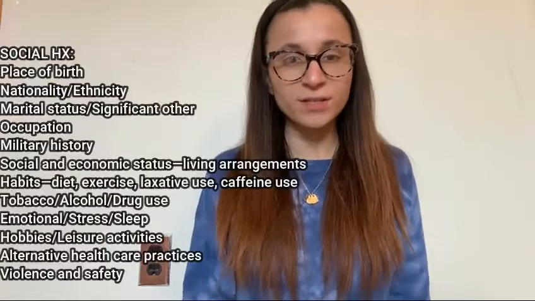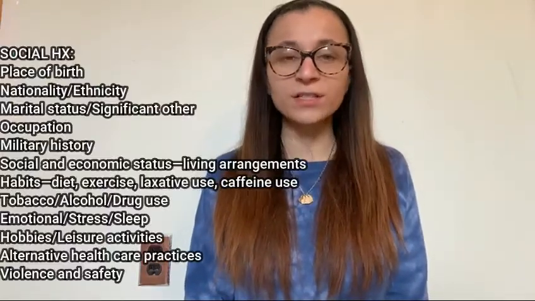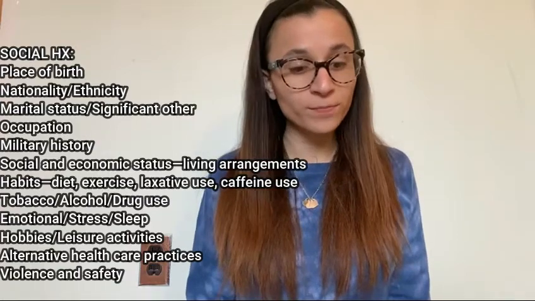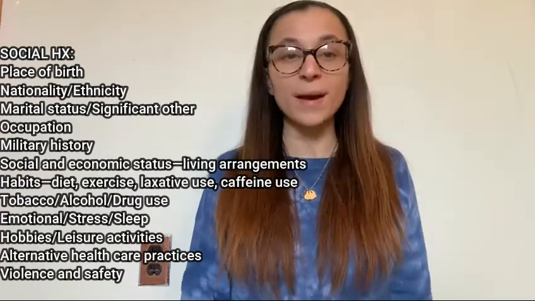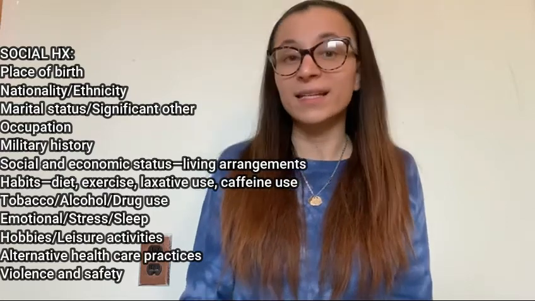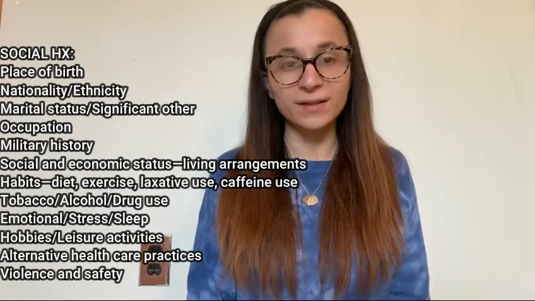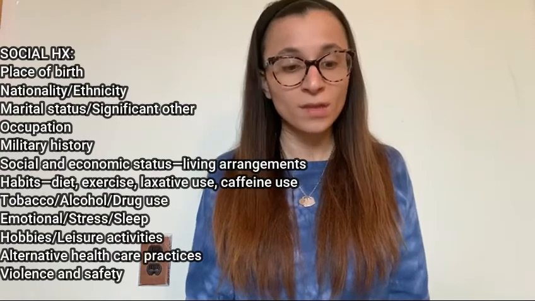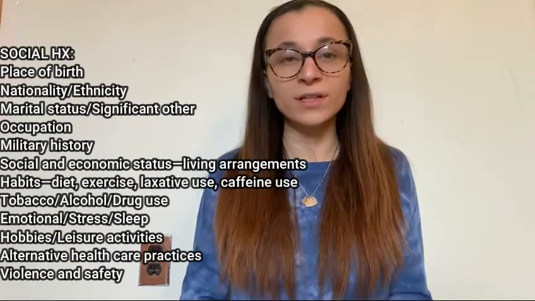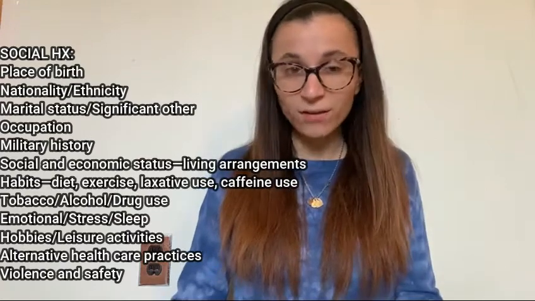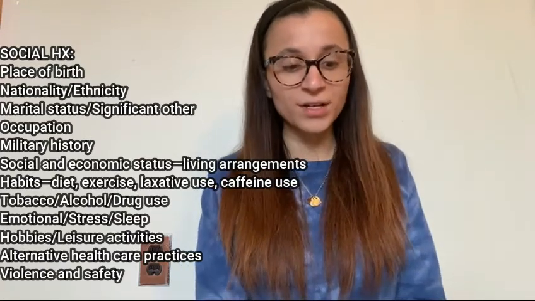Then you go on to your social history. For your social history, you're going to ask them where they were born, their nationality, marital status, are they married, any significant other, occupation, what do you do for a living, military status. You're going to ask them the living arrangement. So do you rent, do you own a house, where do you live? And you're going to ask them their habits.